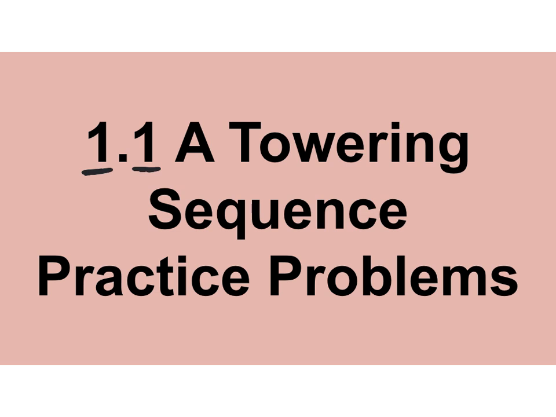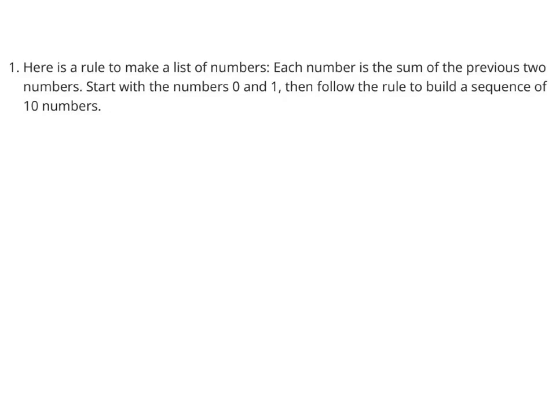Okay, so a sequence was our first lesson. Here's a rule to make a list of numbers. Each number is the sum of the previous two numbers. All right, so this is key. Each number is the sum. Sum means add of the previous two numbers. So start with the 0 and 1. The first thing we're going to do is write down 0 and 1. Then we add them. We get 1.